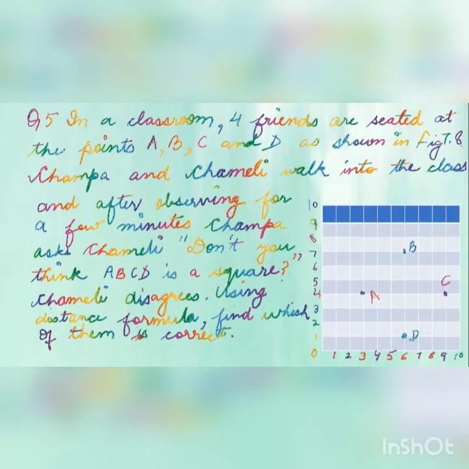Champa asks Chameli, don't you think ABCD is a square? That our seating arrangement is just in a square formation. Chameli disagrees. Chameli said, no. Using the distance formula, find which of them is correct. So you have to use the distance formula and tell which one is correct.